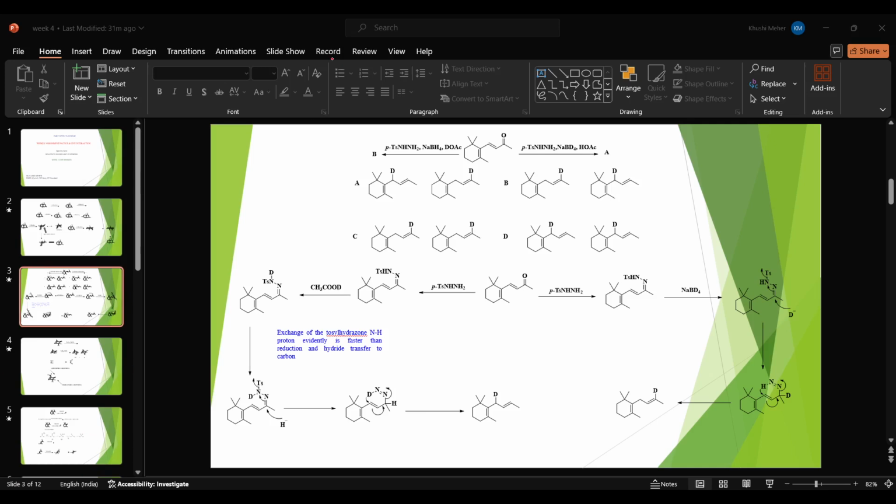Then after that we have sodium borohydride, the hydride source in this particular case. In the first case we have hydrogen, but in this case we have deuterium, and that deuterium will attack here, and we will get a deuterium in our three position. Instead of deuterium, if you use tritium, then you will get tritium.